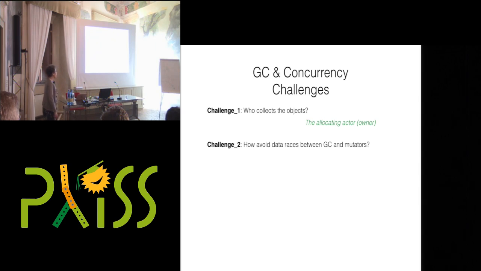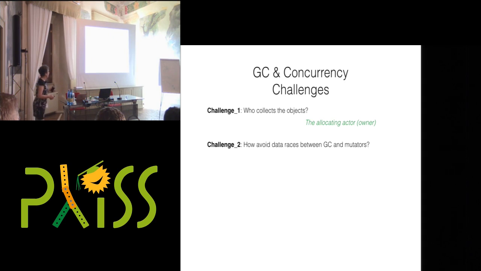So the answer to the first one is, we already saw it. It is another actor, and in the particular case, it is the actor who allocated the object. So if you allocate an object, you are also responsible for removing it when it's no longer reachable by anybody. And we call the allocating actor the owner, but this has nothing to do with ownership types. It is not a restriction on the hierarchy of objects. Sorry, it's not a restriction on the topology of objects in the heap. It is just a relation where every object has got an owner, the actor who allocated it, and that's it.